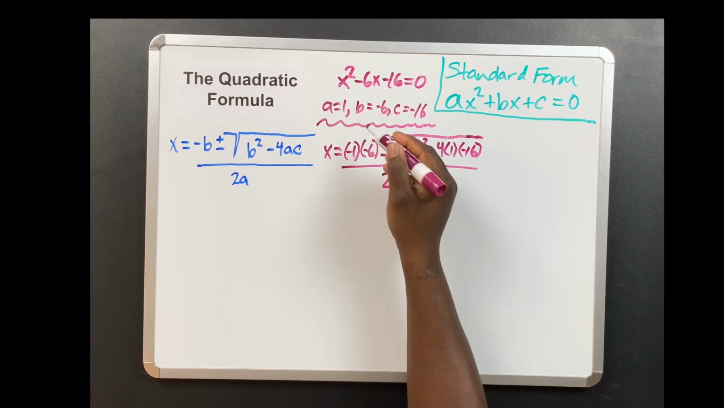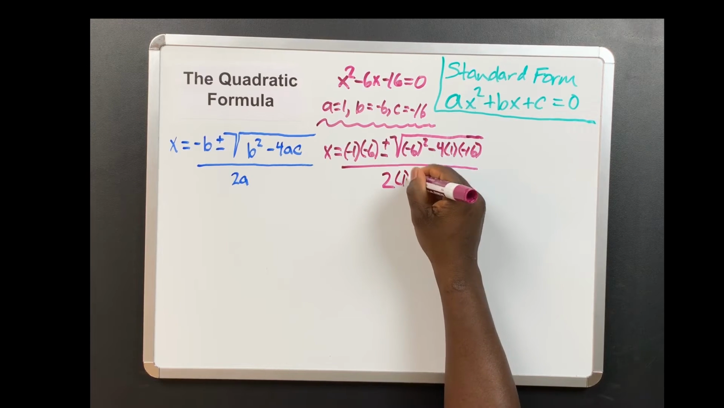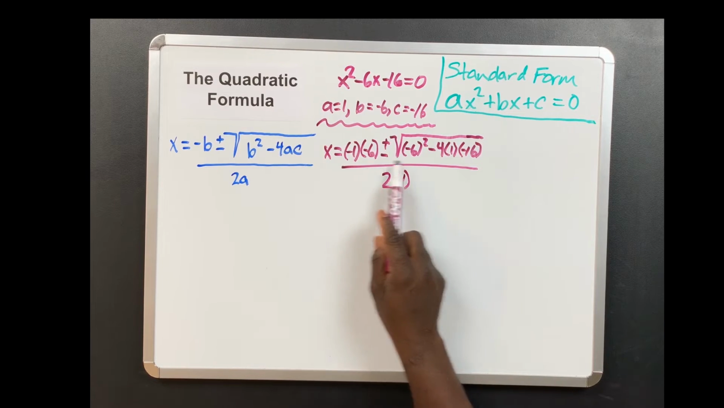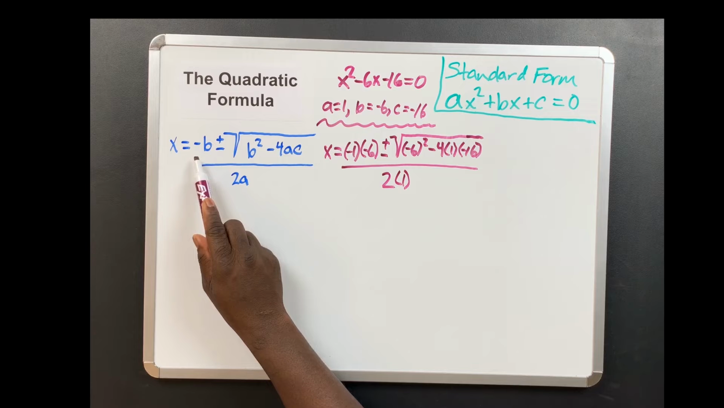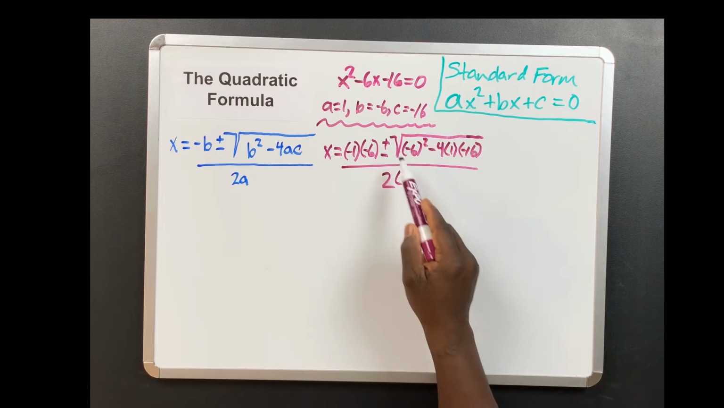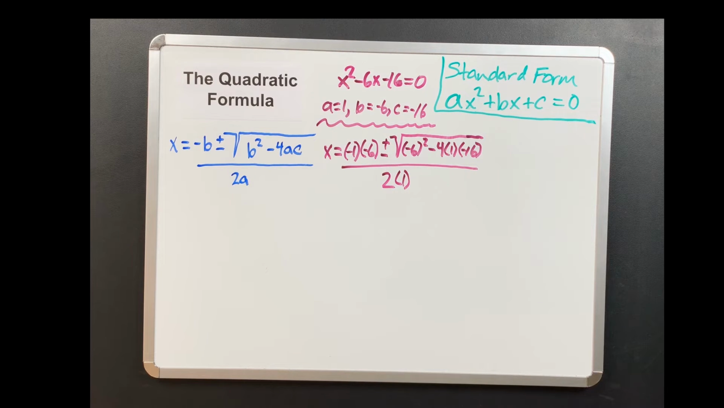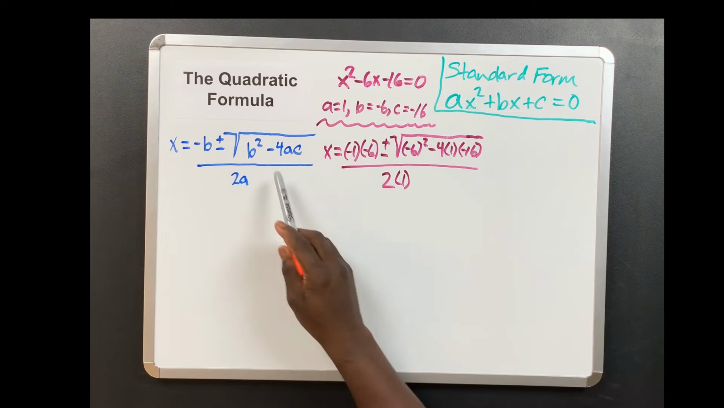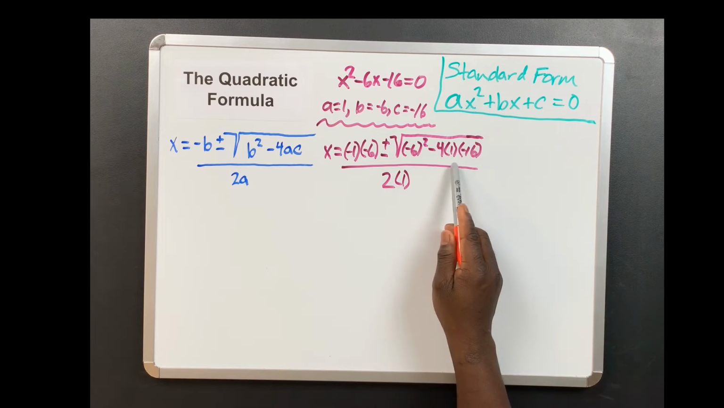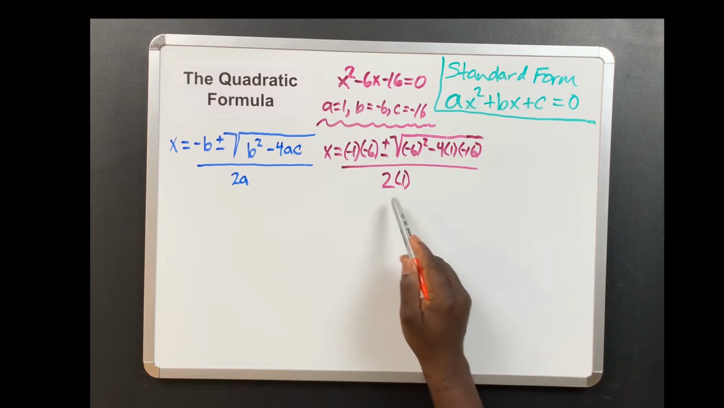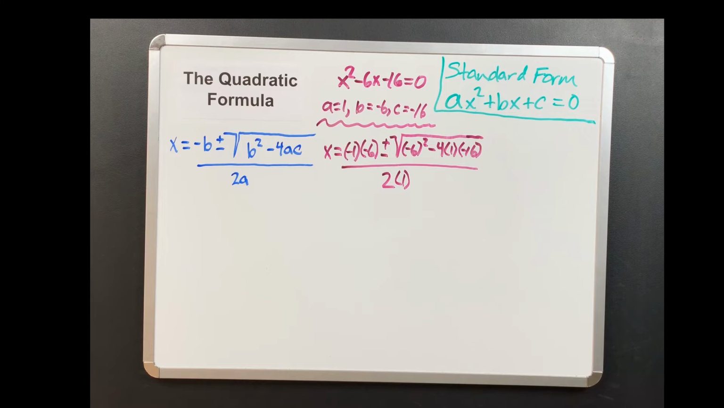So that's going to be 2 times what? a is equal to 1, so that's 2 times 1. Let's review. This is very important. You want to make sure that you have all of these numbers correct. x equals negative 1 times b, which is negative 6, plus and minus the square root of negative 6 squared, minus 4 times a, which is 1, times c, which is negative 16, and everything divided by 2 times a, where a is equal to 1. So it looks like we're good.